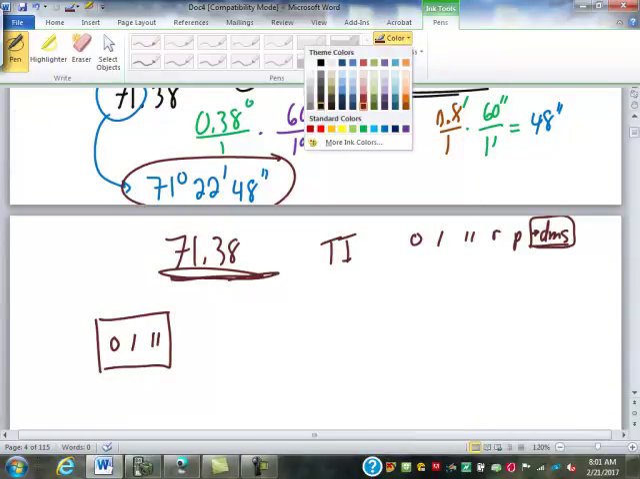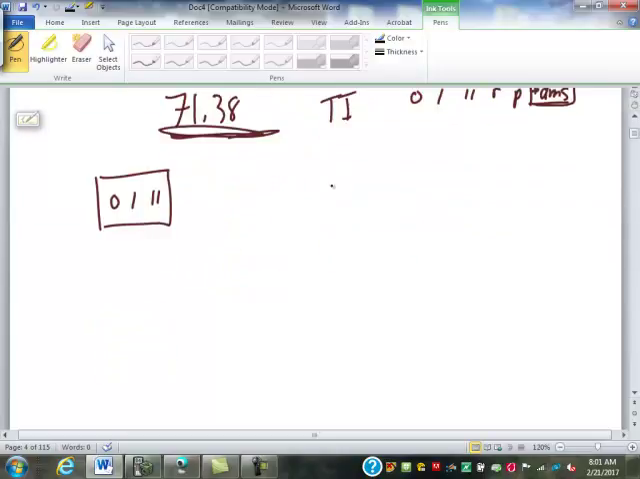Okay. So I'm going to have you convert this one on your calculator quick. 18.793 degrees. Convert that to DMS, degrees, minutes, seconds. 18 degrees. How many minutes? 47? 34.8 seconds.